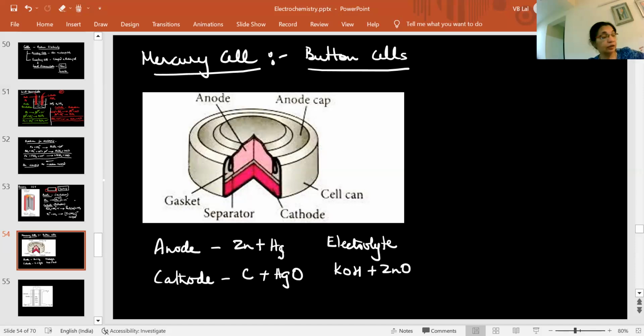Now, how does the reaction happen? So the reaction at cathode and anode. First let us write the reaction at anode. Now all these reactions, children, you will understand if you know how to balance the ionic equation. Do you know how to balance the ionic equation, all of you?